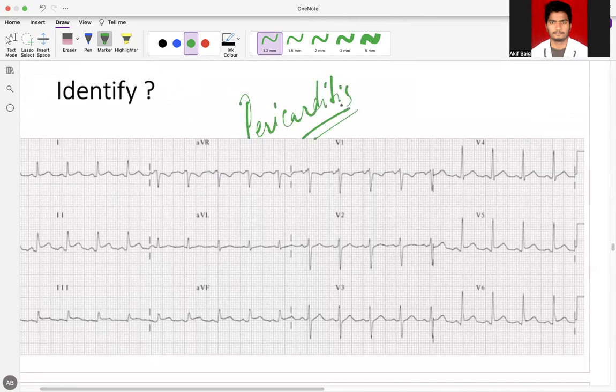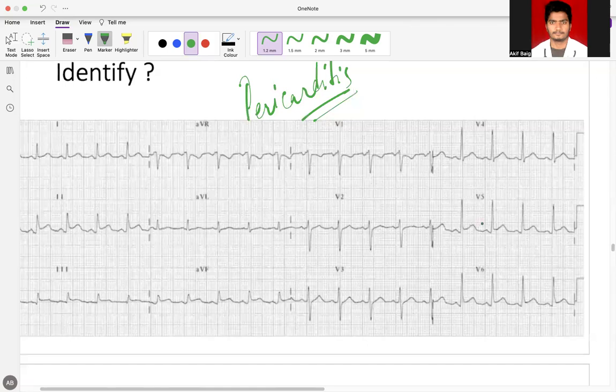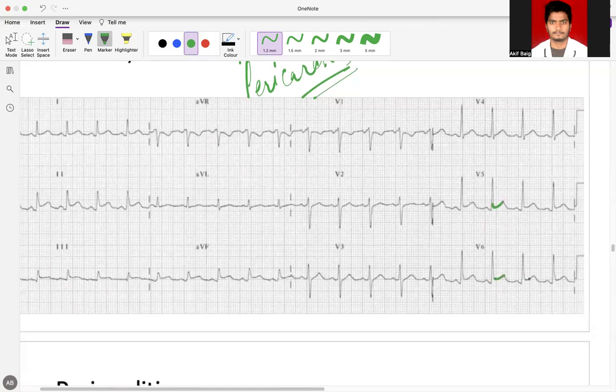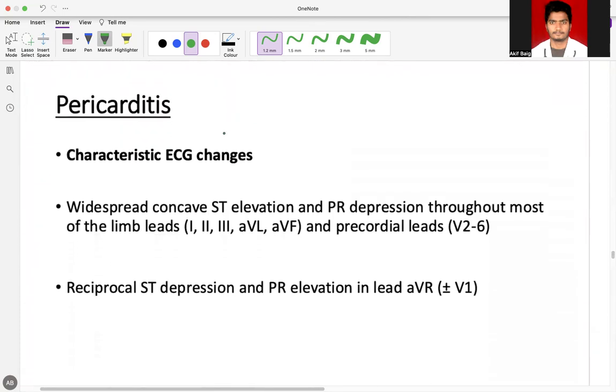So in pericarditis, you can see that there are ST segment elevations. Again, as I said, it is the concave type of ST segment elevation. The important thing is that along with concave type of ST segment elevation, there is PR depression. You can see here this PR depression is there. You can also see similar changes of PR depression here. Also in the lead aVR, there will be reverse changes. That is, PR will be elevated. You can see here PR is elevated when compared to the baseline, and there is ST segment depression, which is called pericarditis.